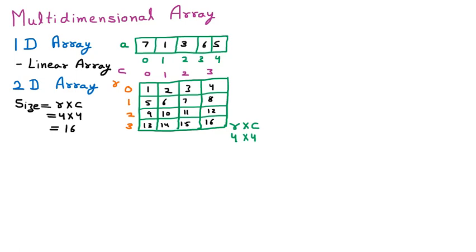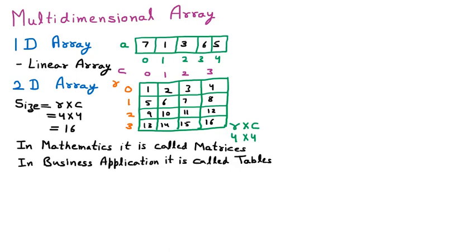Now in mathematics, the 2D array is called a matrix. Matrix is very popular in data structures and C programming. Many times we have seen adding two matrices and multiplying two matrices. Actually a matrix is nothing but a 2D array. And talking about business applications, a 2D array is called a table. In business applications, the best example is Excel. Microsoft Excel, which we use on a daily basis, is where we create tables. That table is an example of a 2D array.